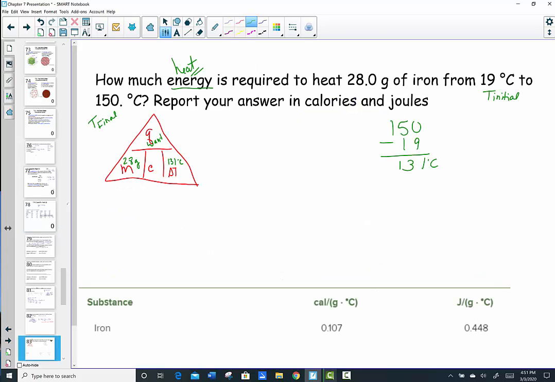But what I did was just pull iron from the chart. Now in a calorie, we'll use 0.107, and in a joule, in a second calculation, we'll have to use 0.448. So heat measured in calories, we'll use 28 grams times 0.107 calories per gram degree Celsius times our change in temperature of 131 degrees Celsius. Grams canceled, Celsius canceled, and we arrived at calories.